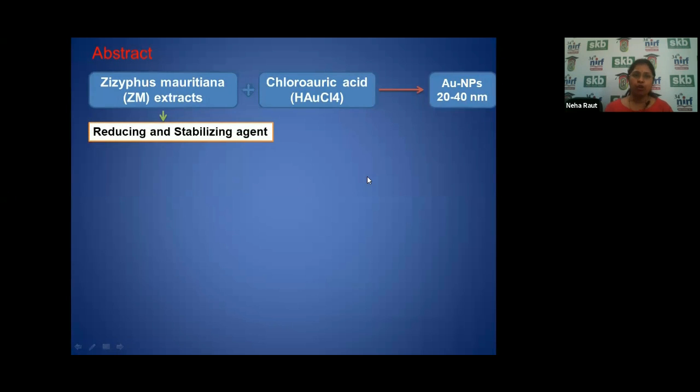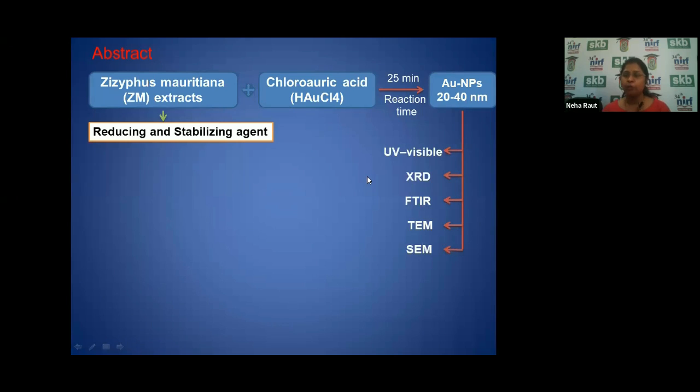This Ziziphus mauritiana extract is a very good reducing and stabilizing agent. As we are looking for a green synthesis, it is very important to know the nature of this extract. So most of the phytoconstituents have reducing and stabilizing capability. This reaction stopped within 25 minutes. So the reaction time for this synthesis is 25 minutes. So the formation of gold nanoparticles occurs within 25 minutes.